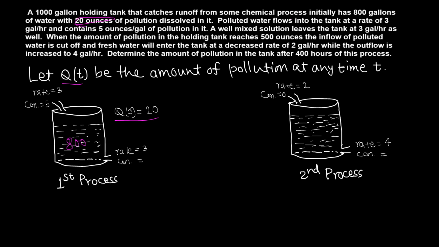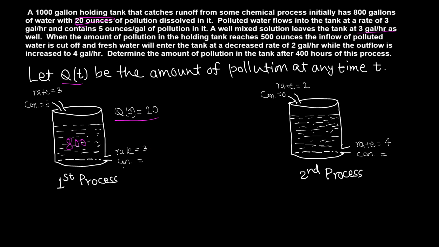Polluted water flows into the tank at the rate of 3 gallons per hour, and contains 5 ounces per gallon. That's the concentration. So rate 3 and concentration 5. Then the well mixed solution leaves the tank at 3 gallons per hour as well. Same rate, getting out at the same rate, 3.